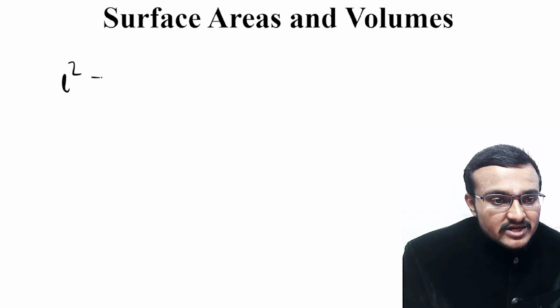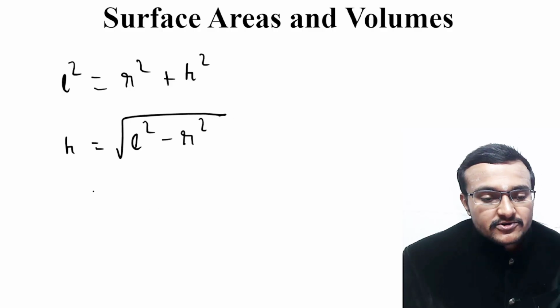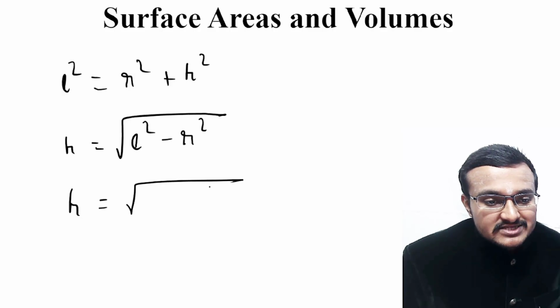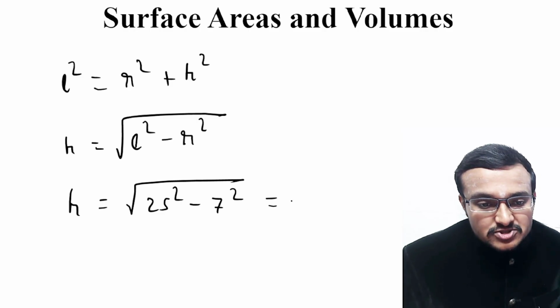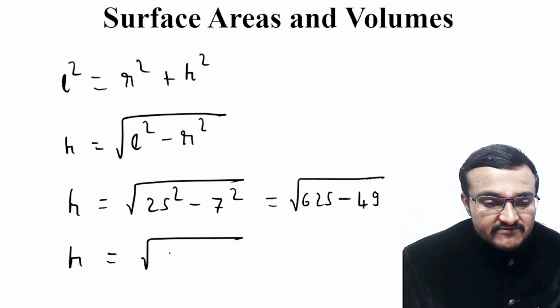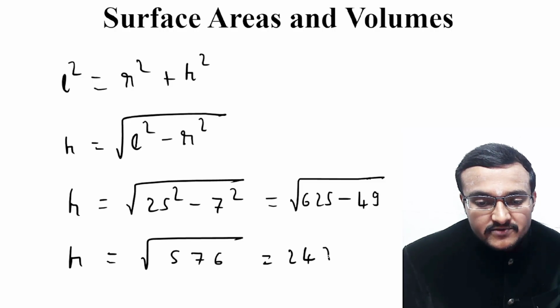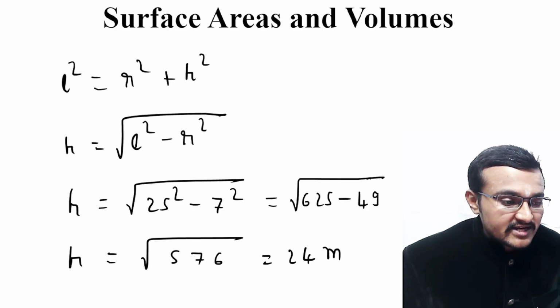So now L square is equal to R square plus H square. So H will be equal to L square minus R square, and we have to take square root. So H is equal to, what is L? L is 25 square minus, what is R? R is 7 square. So 25 square is 625. So 25 into 25 is 625 minus 7 sevens are 49. So H is equal to square root of 625 minus 49, which will give you 576. So square root of 576 is 24 meter. So H value we have got as 24 meter.